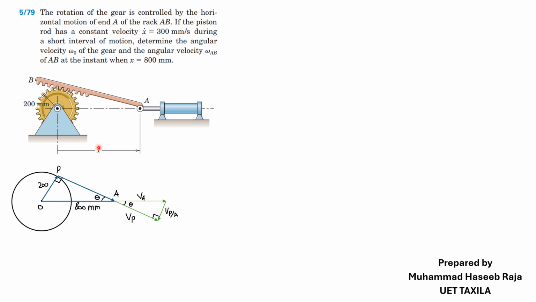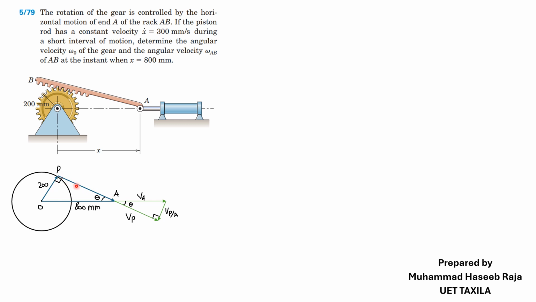So here is x, here is a piston which is moving in a linear direction, and the gear is moving in a circular direction. First of all, we make the diagrams. The first diagram is the displacement diagram and the other is the velocity diagram. We make the velocity diagram from the displacement diagram. Here you see it makes a 90-degree angle.